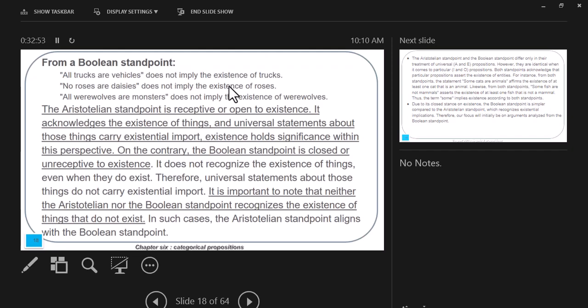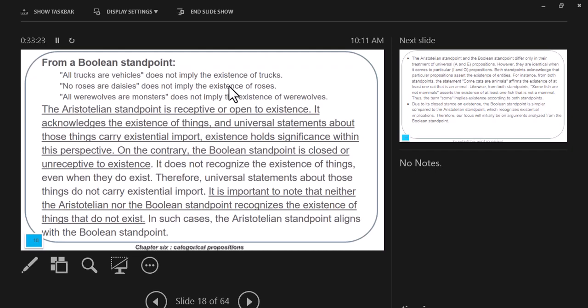From the Boolean standpoint, the Aristotelian standpoint is receptive or open to existence. It acknowledges the existence of things and universal statements about those things that carry existential import. Existence holds significance within this perspective. On the other hand, the Boolean standpoint is what? Closed or unreceptive, right? Somehow easier to evaluate, to begin our evaluation from the Boolean standpoint, right? It does not recognize the existence of things even when they do exist. Therefore, universal statements about those things do not carry existential import.